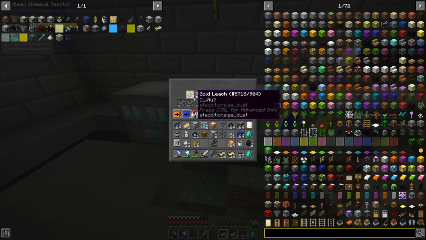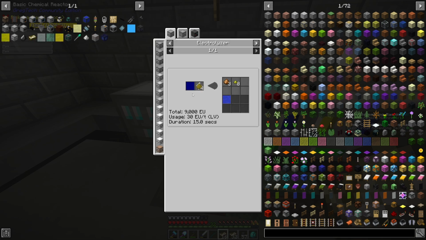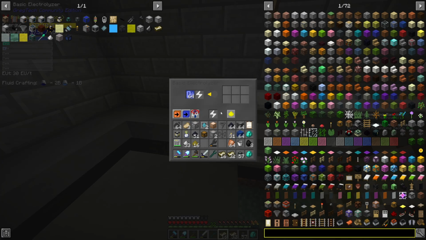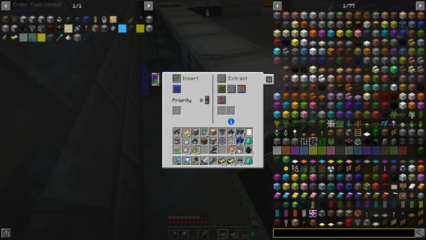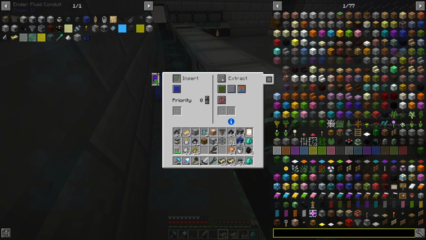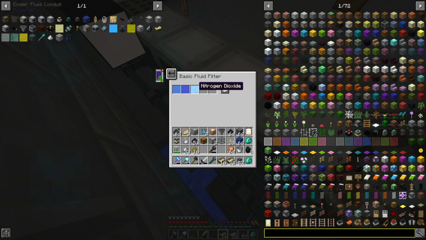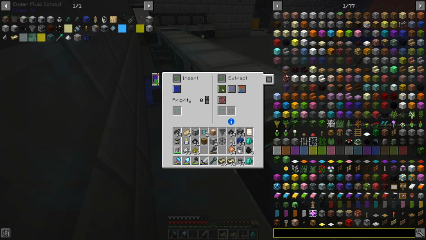So now that we have the gold leach, this is going to be the chloroauric acid, I believe. So let's double check that. Into a chemical reactor. No, this is going to be the hydrochloric acid, and that's going to get us our chloroauric acid. Okay, so we need HCl. This is making more hydrogen and more oxygen. Probably going to want to have this set to extract as well, because then that way it will also loop the oxygen in. I don't want the hydrogen in. It should be set to a whitelist, so it shouldn't go. Yeah, it shouldn't. It should just pull out.